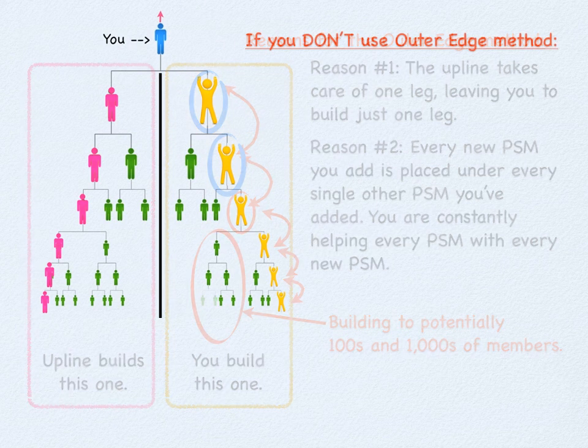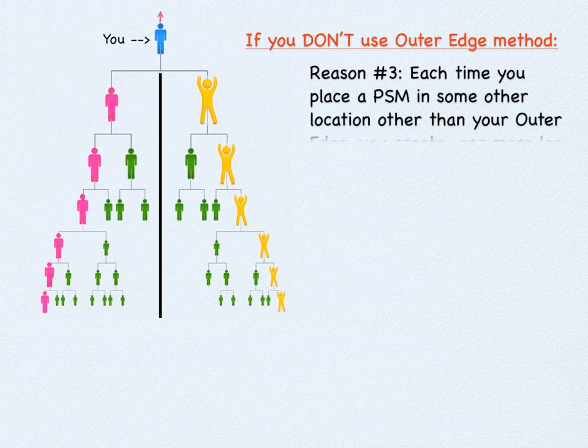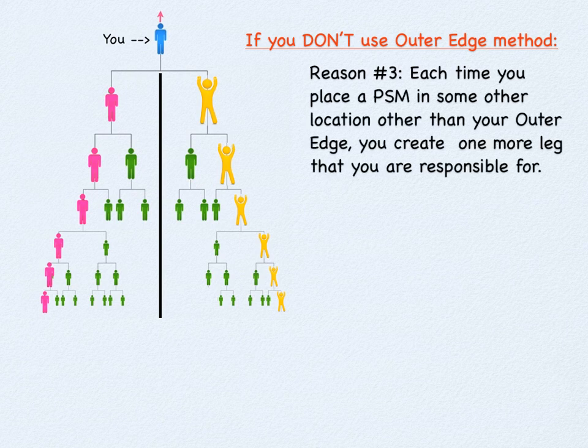Great. Let's take a look at the third reason. Actually, let's take a look, first of all, if you don't use the outer edge method, what can start to happen. Each time you place a personally sponsored member in some other location other than your outer edge, you create one more leg that you are then responsible for. So let's take a look. Let's imagine that you step out of that outer edge method and you place someone there. Look what starts to happen.